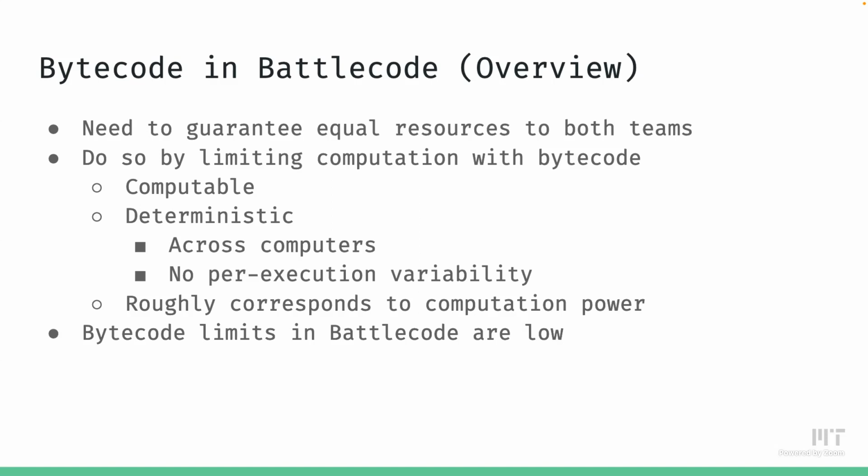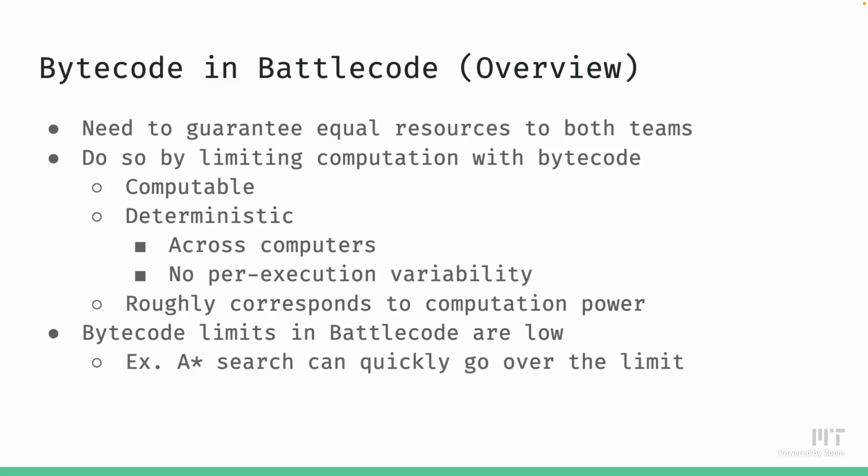Important thing to note about Battlecode is we keep the bytecode limits fairly low. That's because we have lots of bots to simulate and we don't want to spend a long time. And so, for example, an A* search can very quickly go over the bytecode limit. And so that's why it's important to focus on optimizing your algorithms and creating algorithms that aren't traditional, or are more specialized for the competition itself.